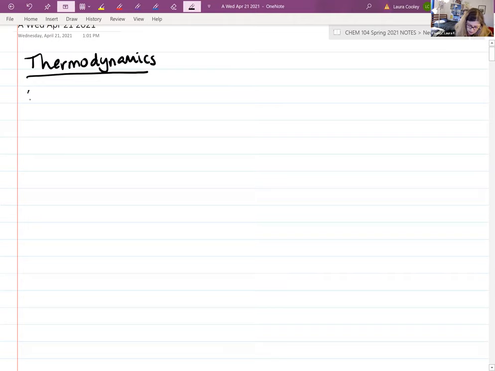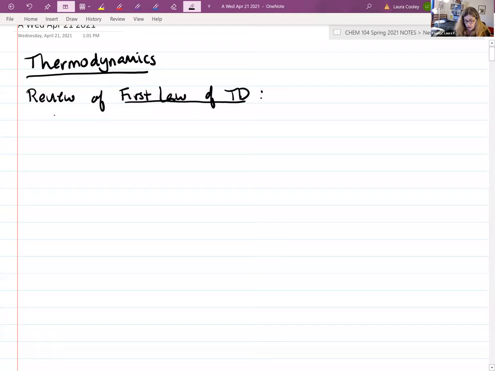And what I start with is a little review of the first law, because I don't know what anybody learned about the first law of thermodynamics. I call it the first law of TD. The first law of thermodynamics is very closely related to the concept of conservation of energy. And you know what that is? That's the fact that energy cannot be created or destroyed.